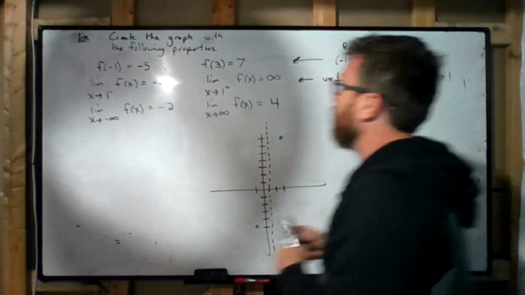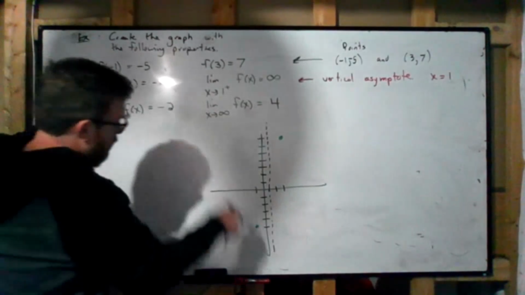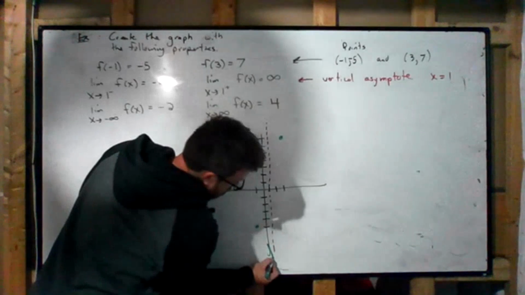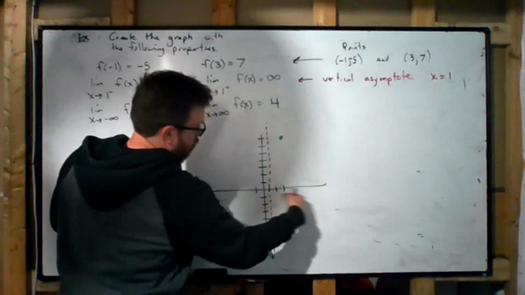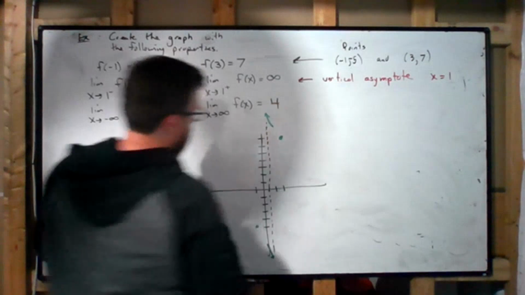And what I know is that if I'm approaching 1 from the negative side, I'm shooting to negative infinity from this direction. And if I approach 1 from this side, it's going to positive infinity.